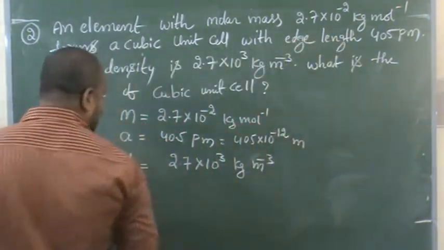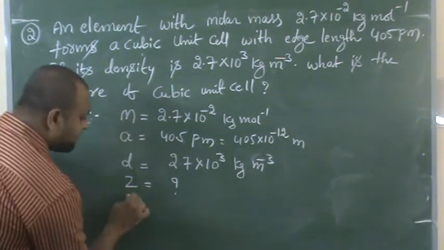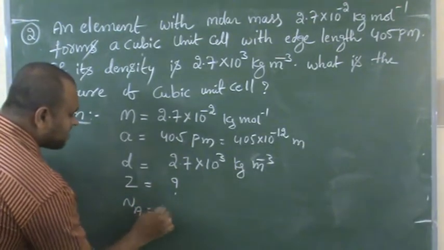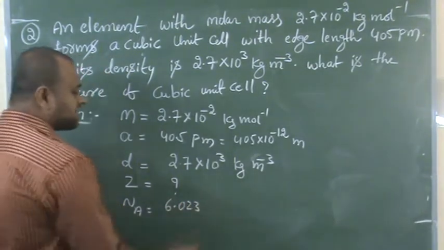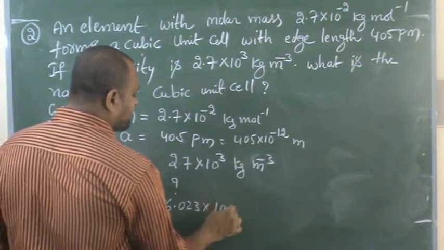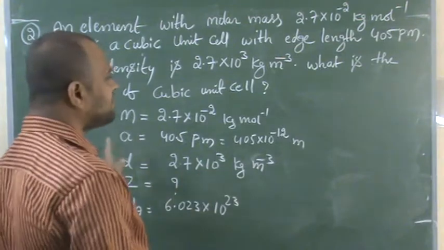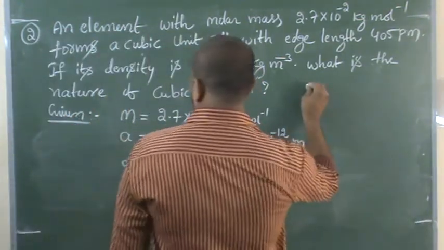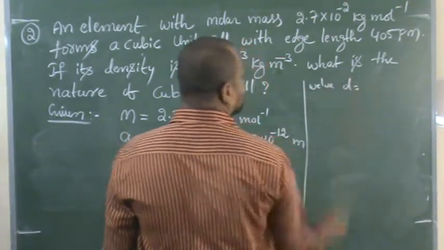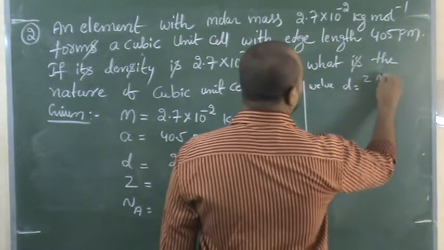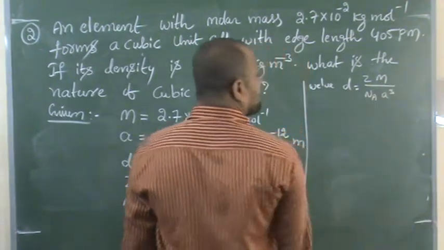That means we have to find out Z equal to question mark. And we know what Na is. Na is equal to Avogadro's number, that is 6.023 into 10 to the power of 23. Substitute all these values in the density formula. Now you see here, D is equal to ZM by Na into a cube. We have to find out Z.